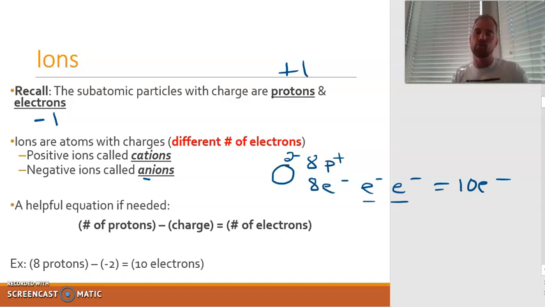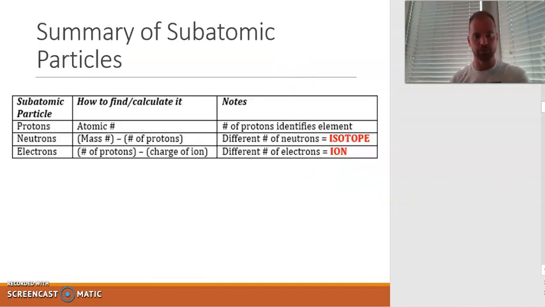A helpful equation you can use if you need to is the number of protons minus the charge will help you calculate the number of electrons. So in our oxygen example, 8 protons minus a -2 is how we can get 10 electrons. Either way, whatever makes sense for you.